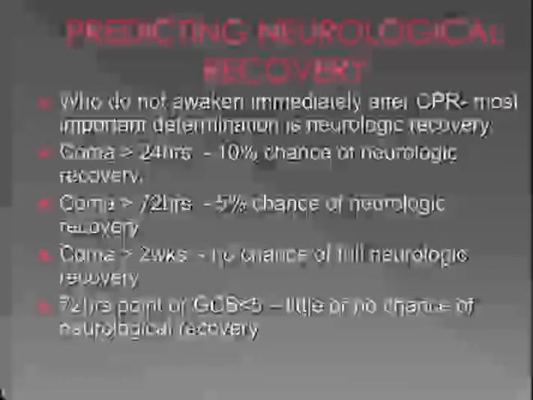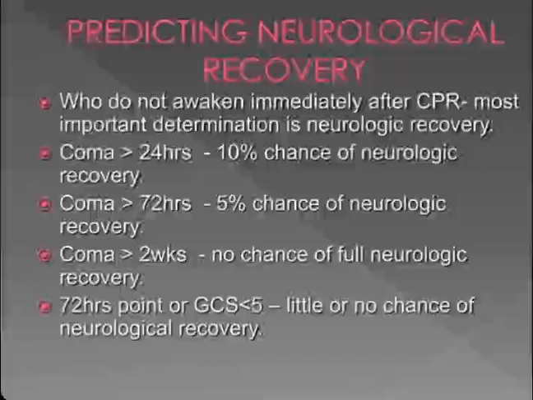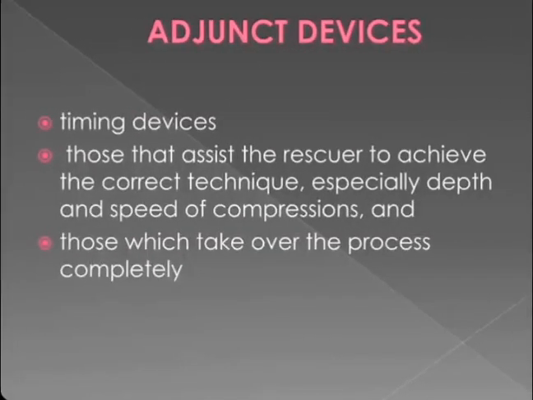Predicting neurological recovery in those who do not awaken immediately after CPR. The most important determination of neurological recovery: coma greater than 24 hours, 10% chance of neurologic recovery. Greater than 72 hours, 5% chance of neurologic recovery. Greater than 2 weeks, no chance of full neurologic recovery. At the 72 hour point, or GCS less than 5, little or no chance of neurological recovery.